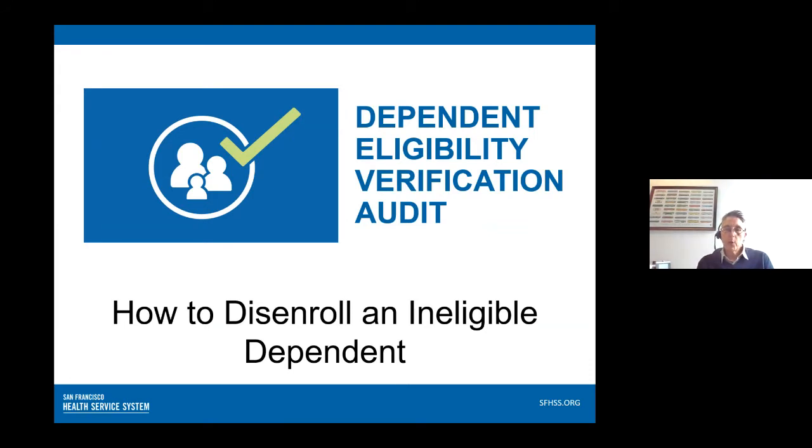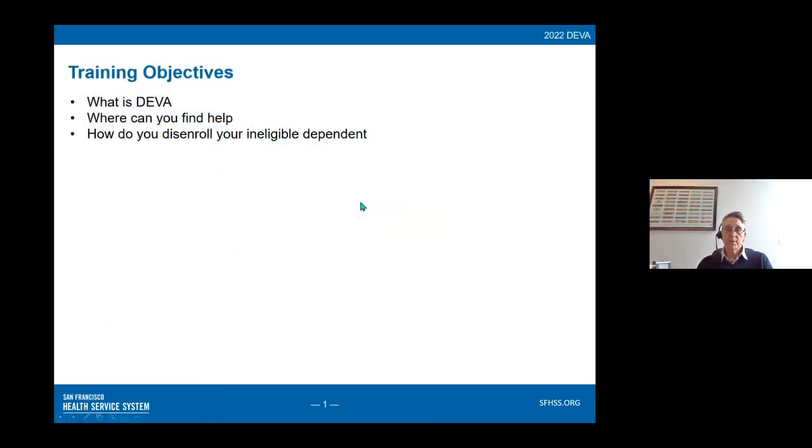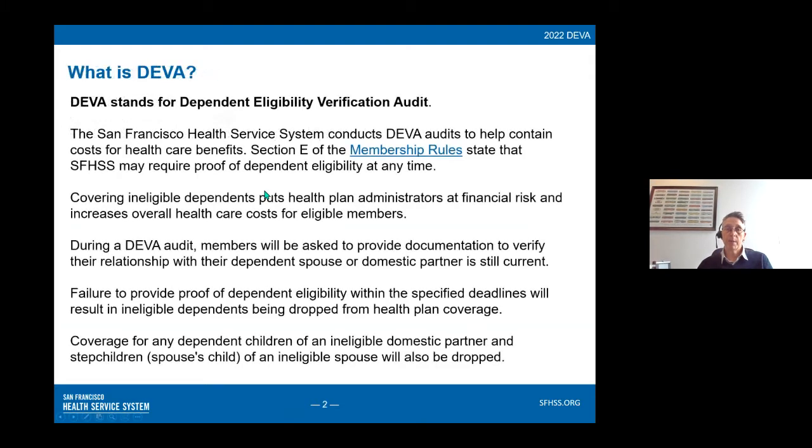I'm with the San Francisco Health Service System, and this is a short video training for how to respond to the Dependent Eligibility Verification Audit, and specifically how to disenroll your ineligible dependent. Our objectives from today's training are to give you an overview of what DEVA is, point you to where you can find some help, and show how you will disenroll your ineligible dependent.